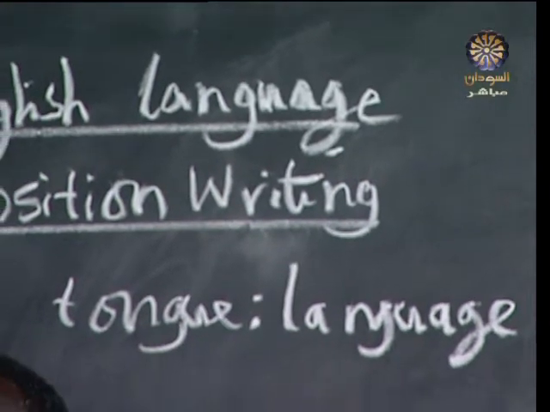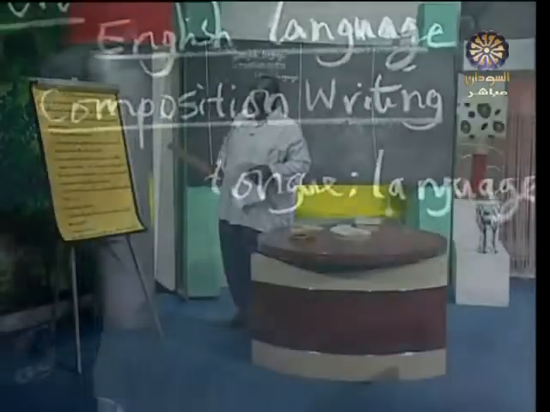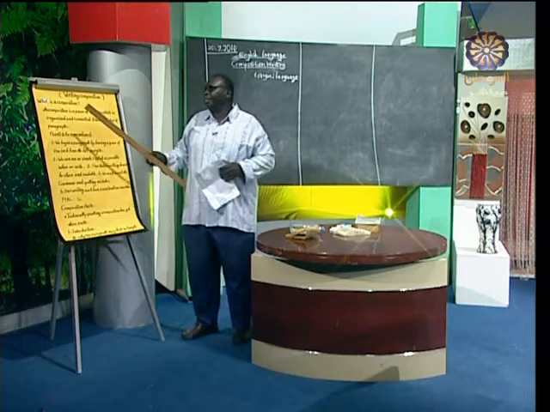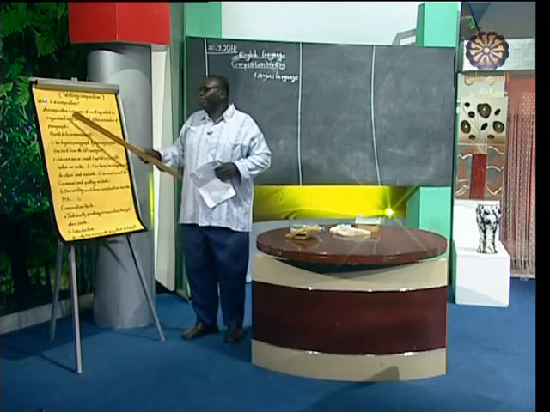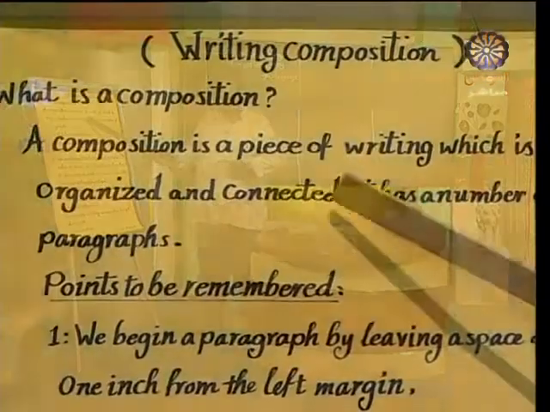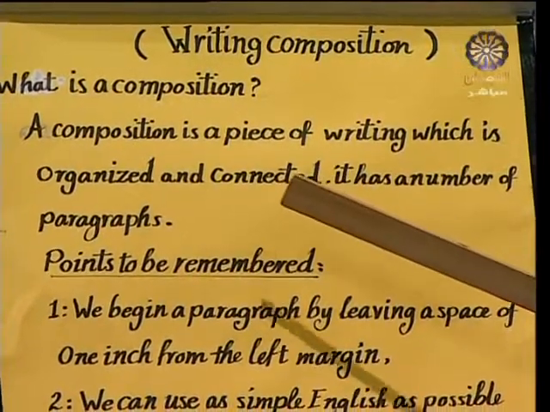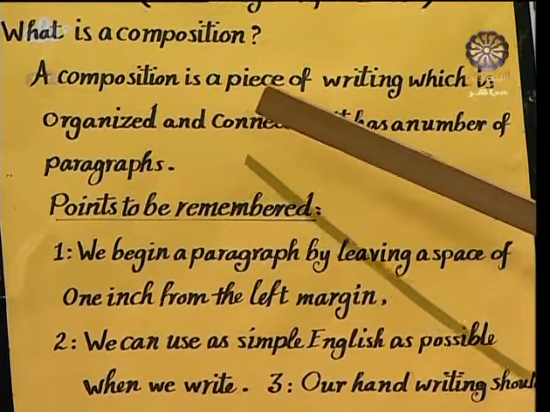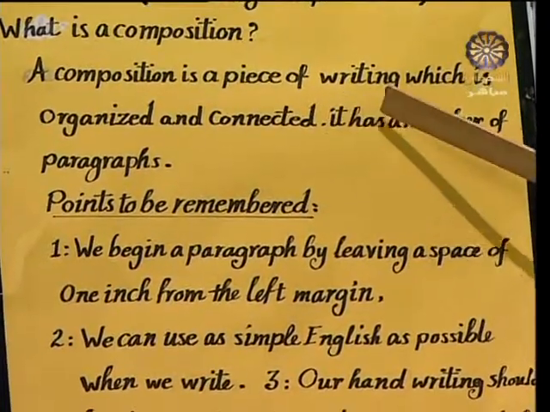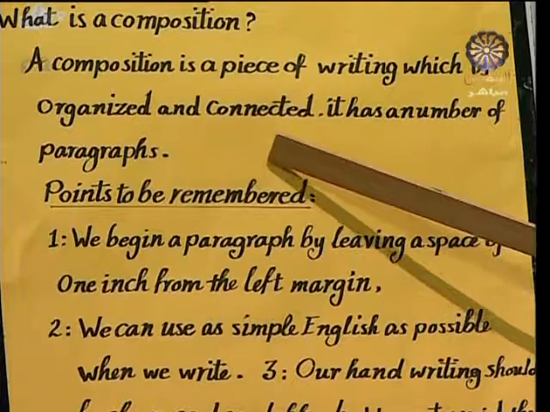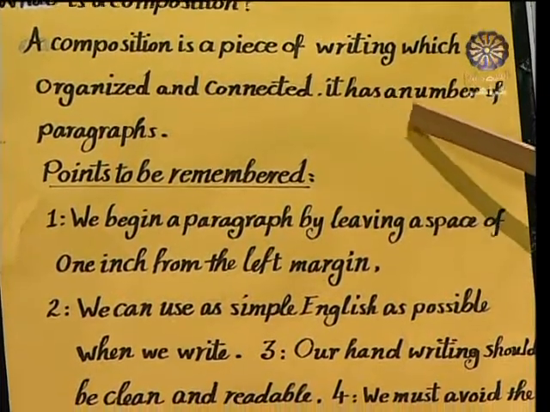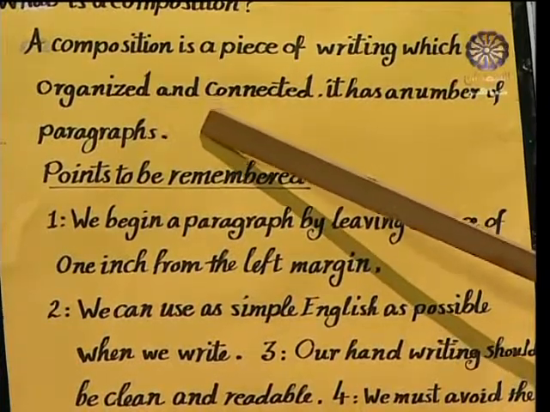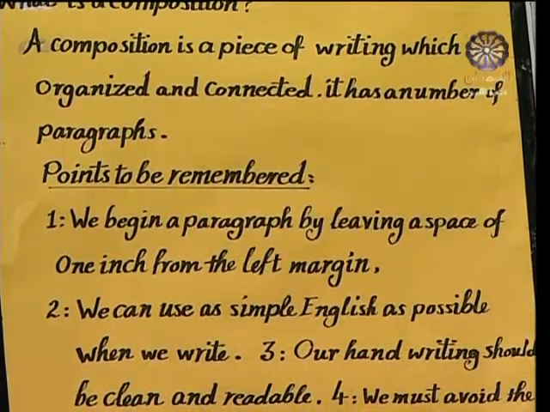In the beginning, I must tell the students the definition of the composition. We can say, what is a composition? The composition is a piece of writing which is organized and connected. This is number one. The students must remember that a composition is a piece of writing which is organized and connected. Again, it has a number of paragraphs. We will come and talk about the paragraphs in detail.